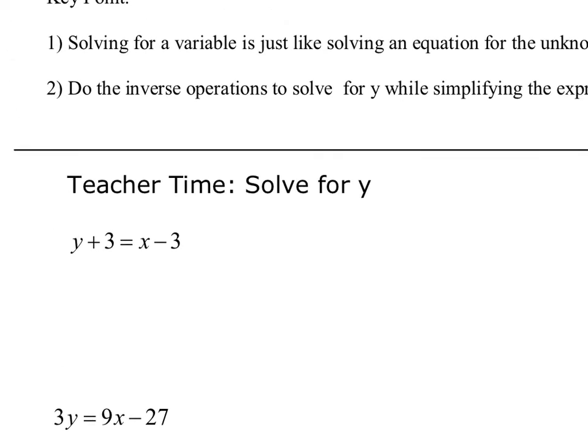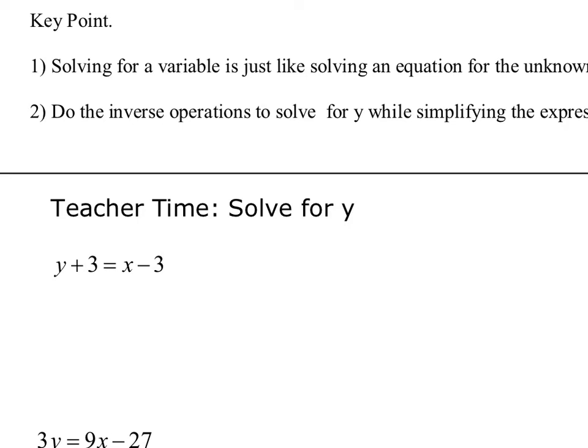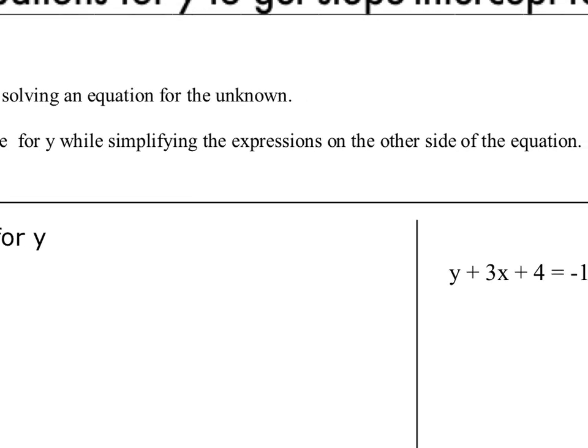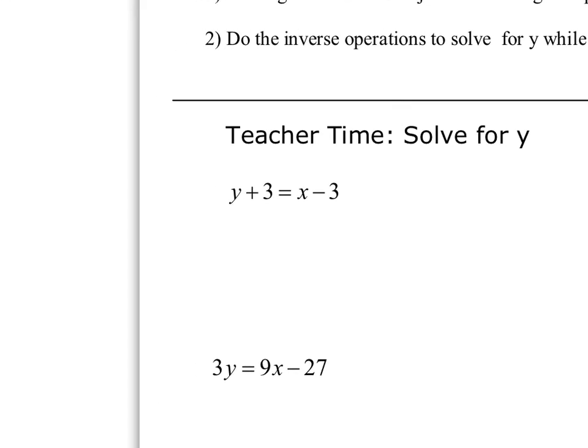I've given you your 2 key points already. It says solving for a variable is just like solving an equation for the unknown. So just like any other equation we've solved all year, we're going to take the same steps. The only difference is we're going to do the inverse operations while simplifying the expressions on the other side. So on the right-hand side, we're not going to be able to come out and just get a number because there's an x here that we don't know. But we are going to be able to simplify an expression after doing our inverse operation.